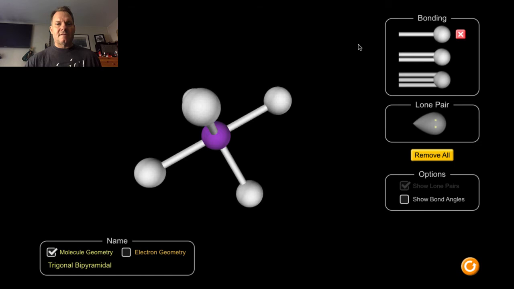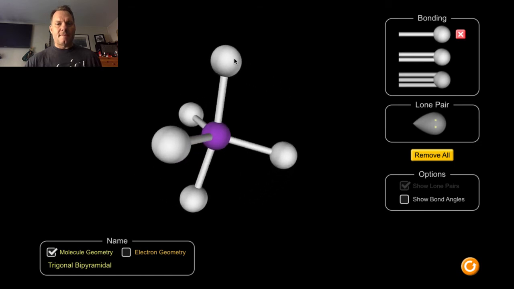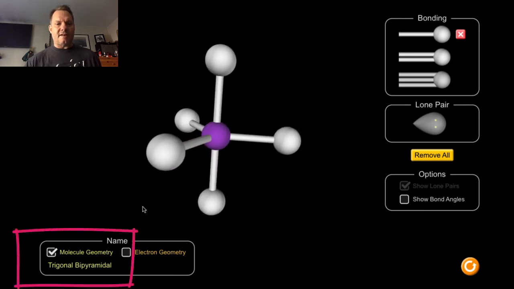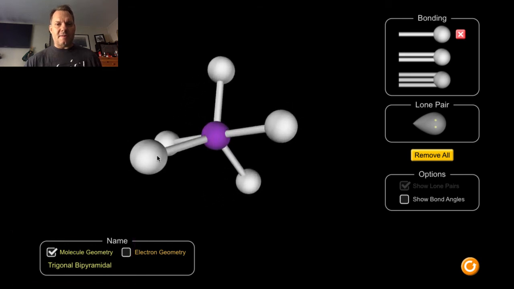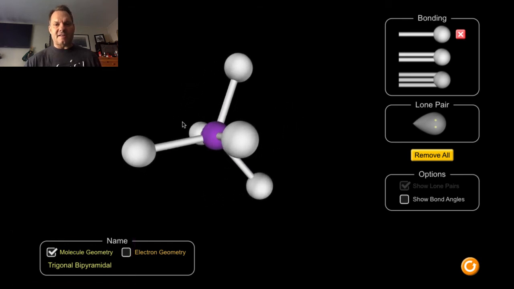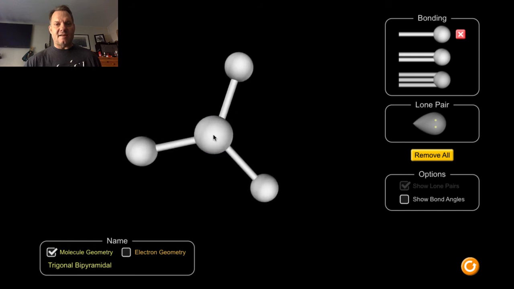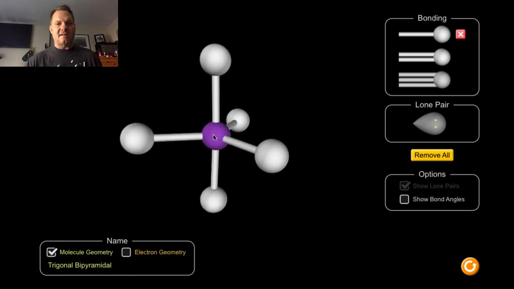All right, so there we have what we call the trigonal bipyramidal shape. It's trigonal because if I look down this axis, it's a three-sided pyramid, kind of like the Mercedes-Benz sign. But if I tilt that up, you'll notice that it's like a pyramid sitting on top of another pyramid, bottom to bottom. Each one is a trigonal pyramid, so we call this trigonal bipyramidal.